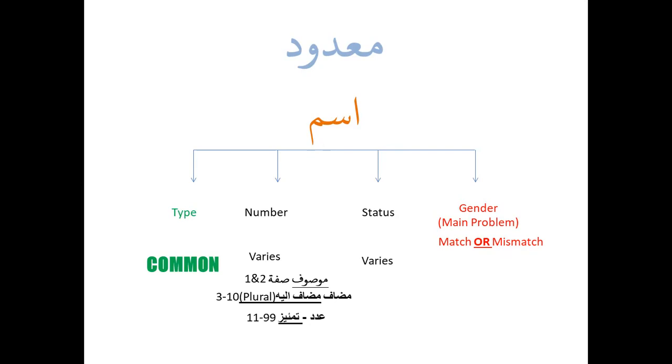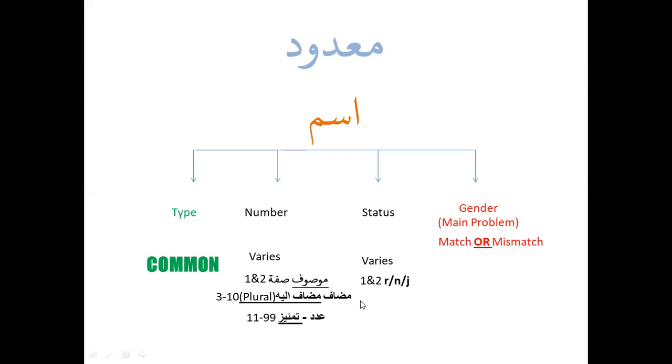Now status. Number will be, we are talking about the tamiz, so your madud will be nasab always. Yes, it's one and always. Okay. 1 and 2, you can have rafa, nasab, jar. So wahidun kitabun, wahidan kitaban, wahidin kitabin. All right, you will have rafa, nasab, jar in all forms.